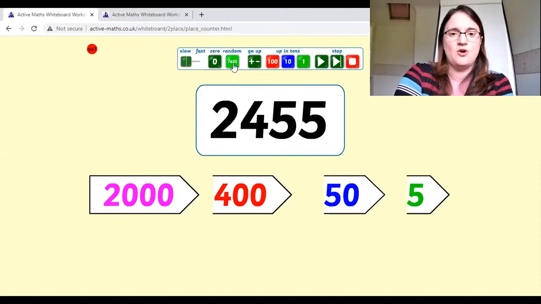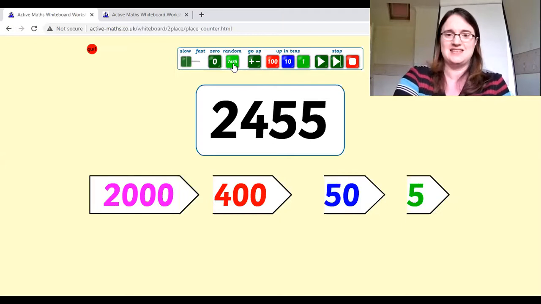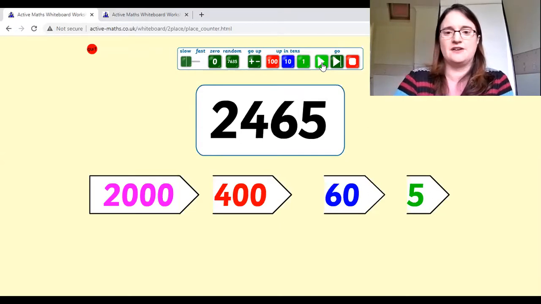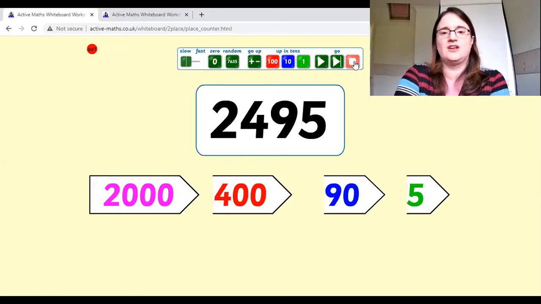Right, let's have one more go at counting on in tens, okay? So we're at 2,455, and we're going to be adding on tens. So it's the tens number to start off with that's going to be changing. Are you ready to count with it? I've slowed it down a bit this time. Ready? 2,465, 2,475, 2,485, 2,495. What is the next number?